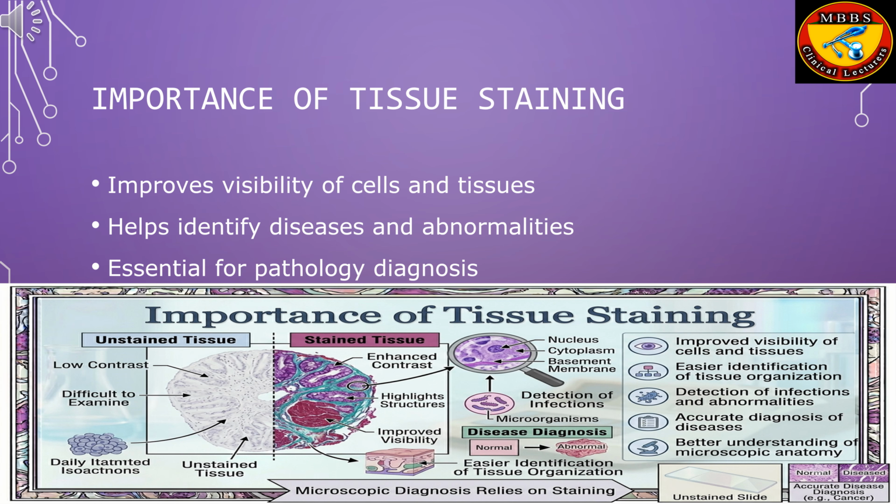Pathologists rely heavily on stained tissue sections to identify cancers, inflammatory conditions, infections, and degenerative diseases. Without staining, microscopic diagnosis would be extremely difficult.